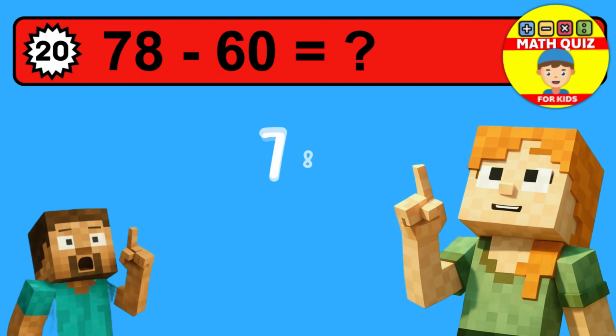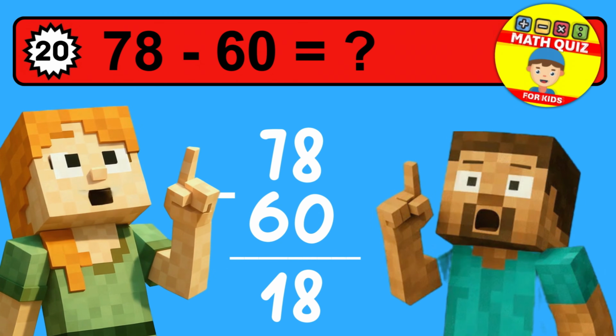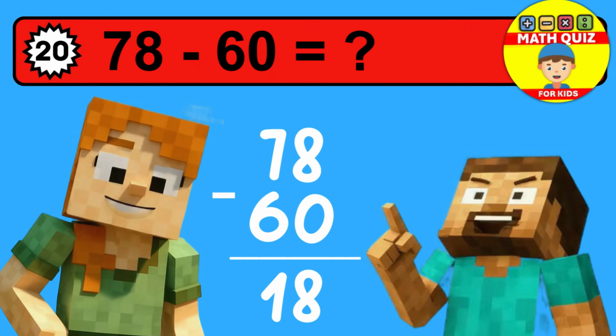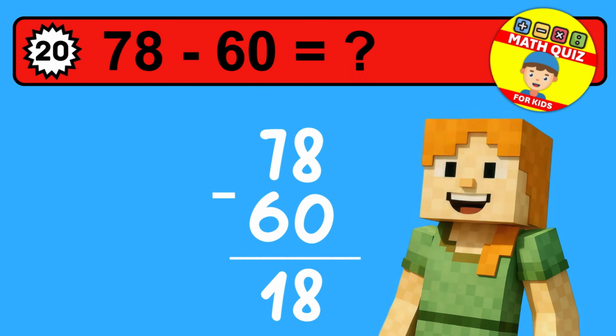Let's solve this step by step. We start with the units. 8 minus 0 is 8. Then we go to the tens. 7 minus 6 is 1. The final answer is 18.